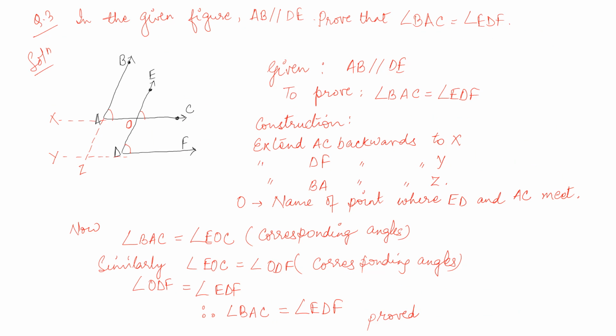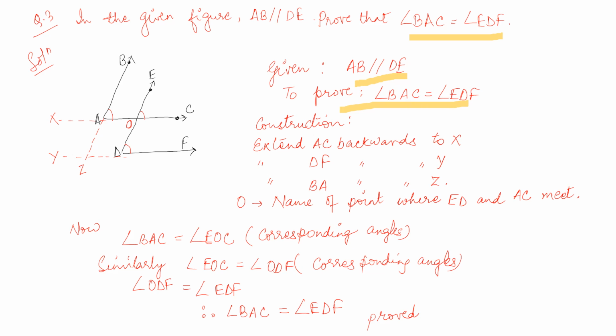Now question number 3 is saying, in the given figure AB is parallel to DE. Prove that angle BAC is equal to angle EDF. So they have given a condition, AB is parallel to DE, and they are asking to prove angle BAC is equal to angle EDF. So I have done a little bit of construction to make you understand the things. Given is this much, fine, and you have to prove this.